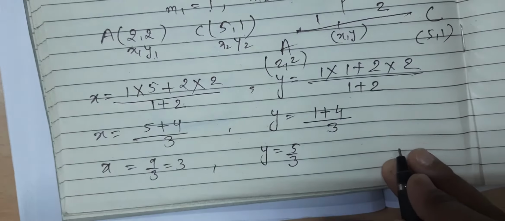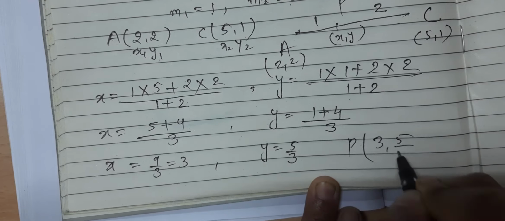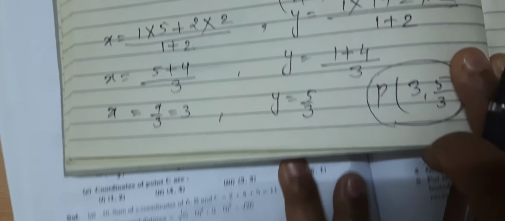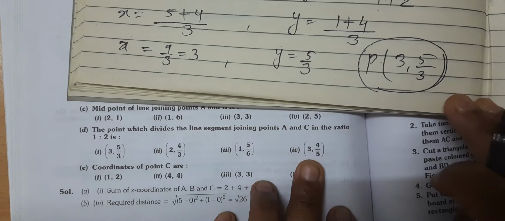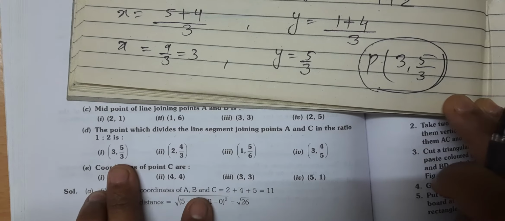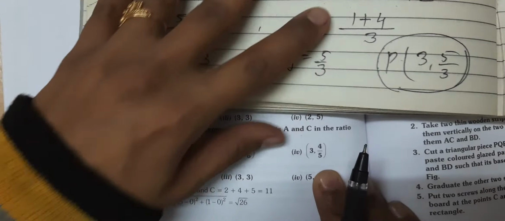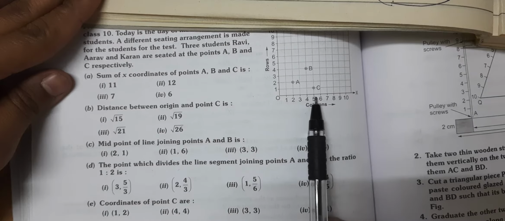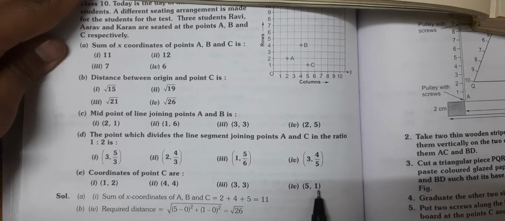So the coordinates of point P are 3, 5 by 3. This is the answer. See the options. 3, 5 by 3 is the correct answer. Okay. Now the last one is the coordinates of point C. It's a very simple one. The coordinates of point C are 5, 1.